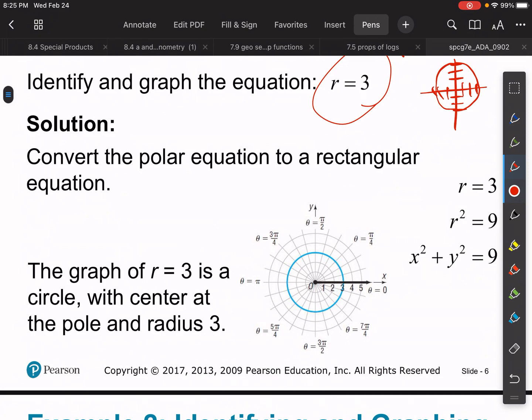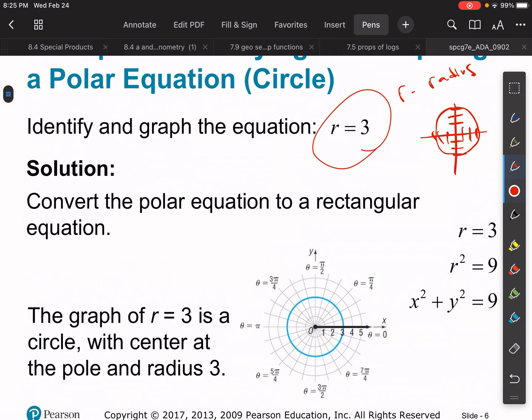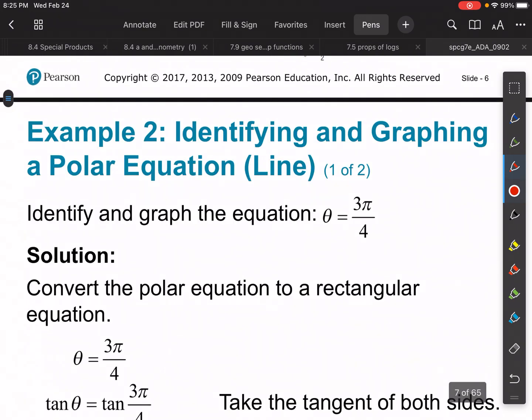If we were to convert this to rectangular, we know that we could square both sides, right? So we'd get r squared is equal to 3 squared. So then we know that r squared is equal to x squared plus y squared, so we get x squared plus y squared equals 9. And remember that since x squared plus y squared equals r squared, that 9 is the equivalent of r squared, which in this case was 3. So now this looks like the equation of a circle, center at 0, 0, radius of 3. Okay, so that's example 1.